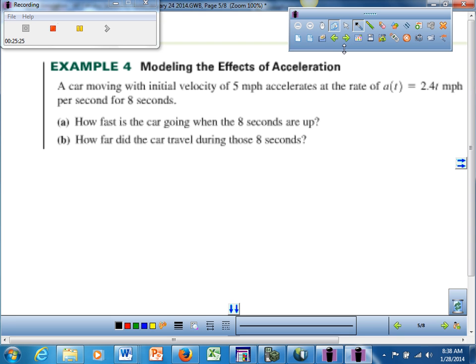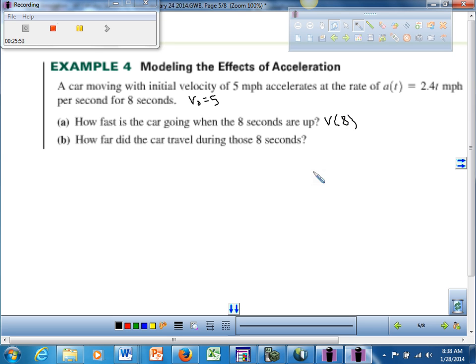Okay, let's look at this one. The modeling effects of acceleration. A car is moving with an initial velocity, we'll call v of 0, equal to 5, and it accelerates at a rate of 2.4t miles per hour per second for 8 seconds. How fast is the car going when the 8 seconds are up? What am I looking for? I'm looking for velocity at time 8.